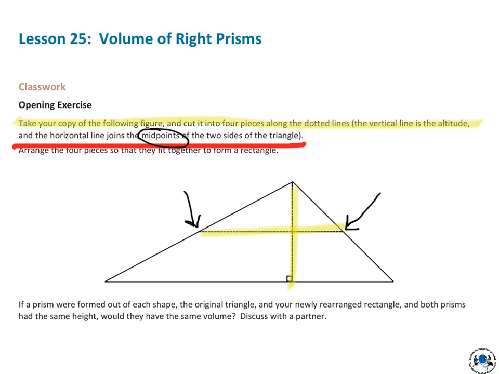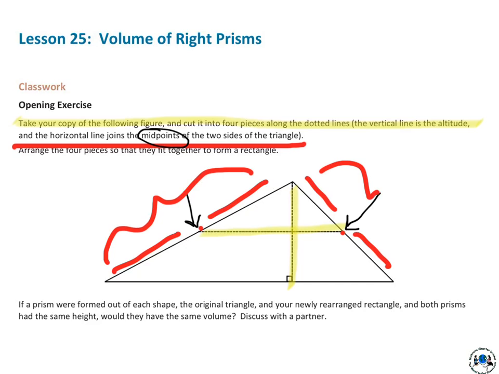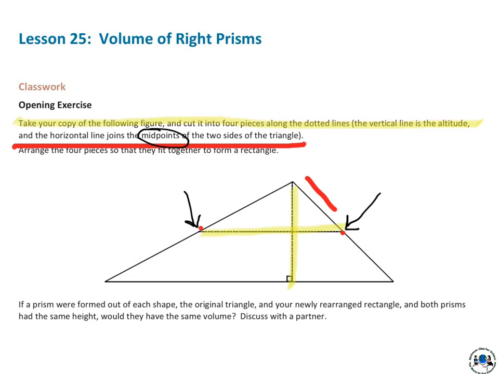Now, the horizontal line joins the midpoints, and that's really important in this case. It joins the midpoints of the 2 sides of the triangle. So these 2 points right here are midway between these. So these 2 pairs of sections are even, and these 2 here are even. Very, very important that is the case.